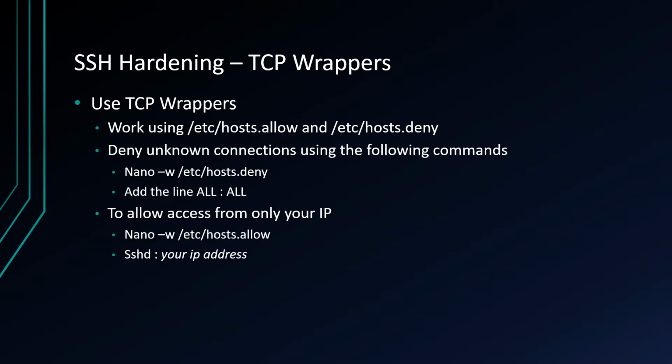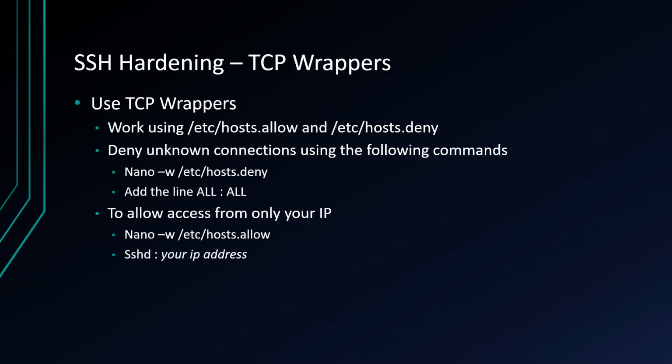So you do nano -w /etc/host.deny. And then inside this file, you'll want to add the line ALL : ALL. Basically, what this does is it'll block all unknown connections using SSH.